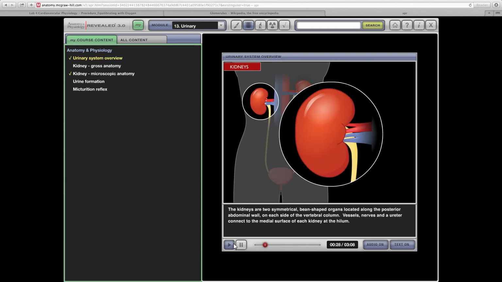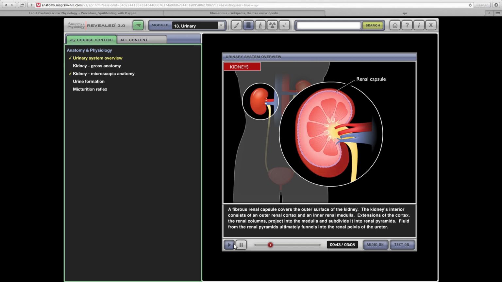Vessels, nerves, and a ureter connect to the medial surface of each kidney at the hilum. Blood to be filtered is transported to the kidney by the renal artery, and filtered blood leaves the kidney via the renal vein. A fibrous renal capsule covers the outer surface of the kidney.